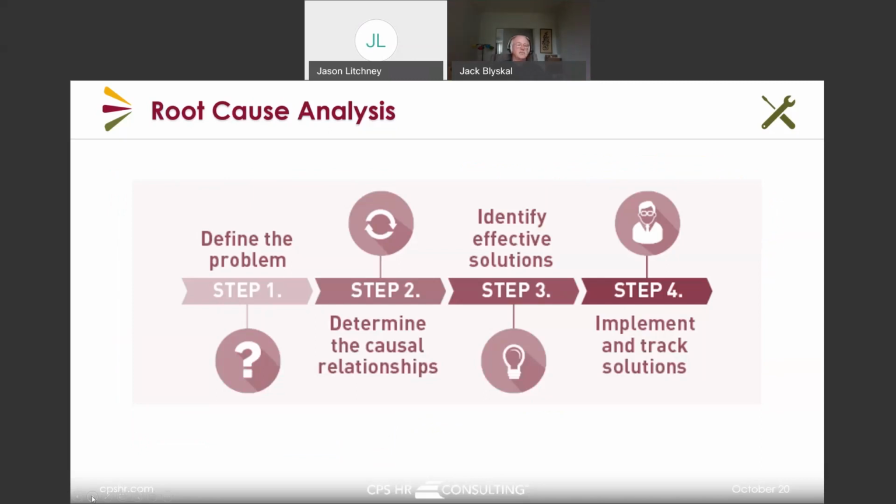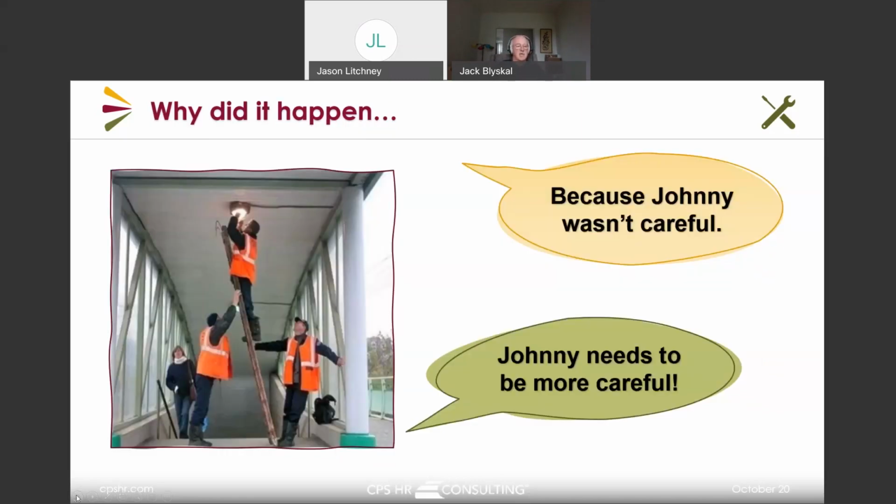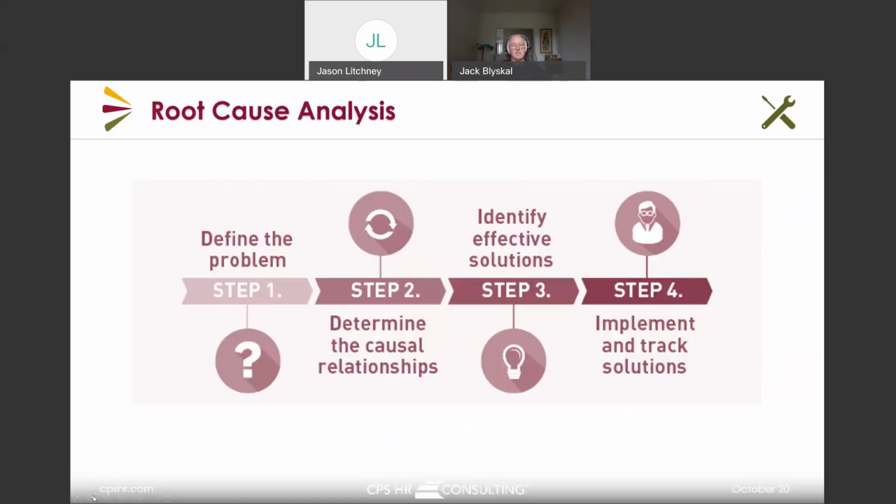Under root cause analysis, you want to look at what is the actual problem, determine the causal relationships of that problem, and figure out, going back to Johnny, you've got two people holding the ladder. So it's not just Johnny involved here. These two people are okay with this process too. So what are the relationships? Try to identify effective solutions that would stop this from happening, and then implement and track the solutions. We're going to discuss this more in what's called the 5 whys analysis, which you'll see in a minute, and how that helps you get to the root cause of the problem.